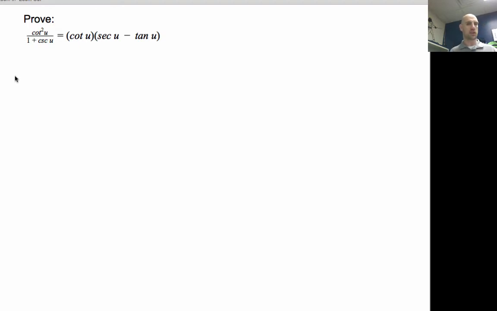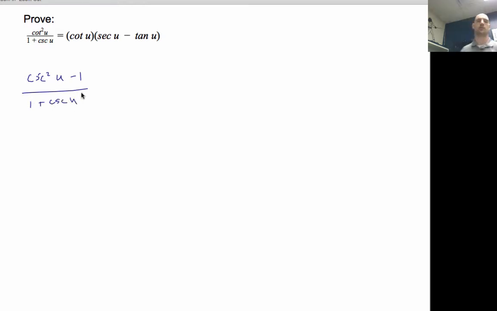If I look at this top part, and I'm looking at my sheet, and I'm trying to figure out what to do, and I see this cotangent squared. I don't see that a lot. And so what I'm going to do is, I'm going to look at my Pythagorean identities right here, and I'm going to see that cotangent squared u is actually equal to cosecant squared u minus 1. Okay? And on bottom, I've got 1 plus cosecant u.